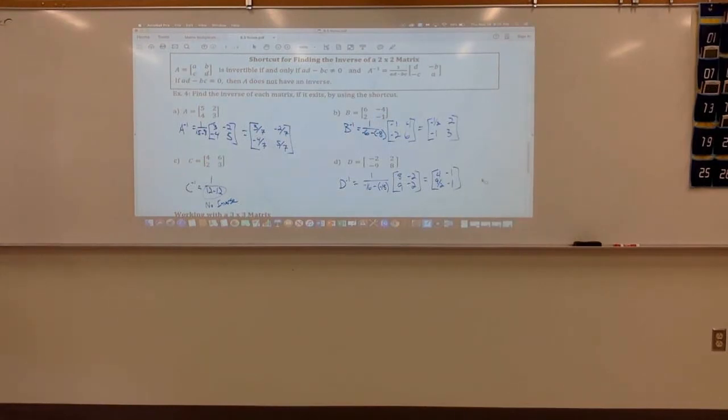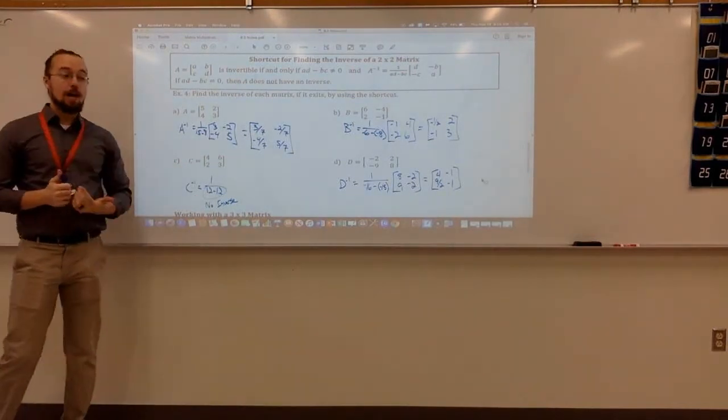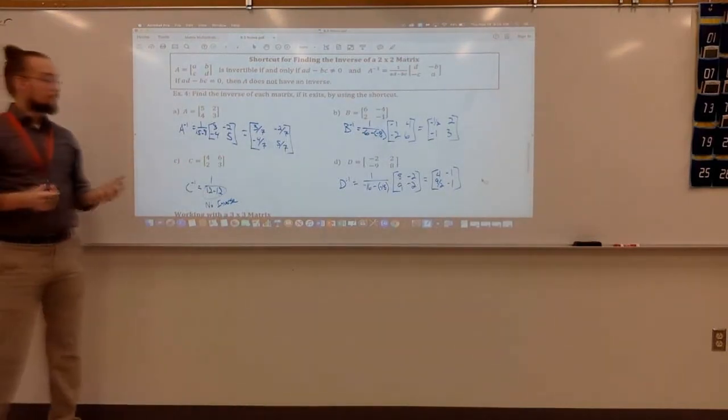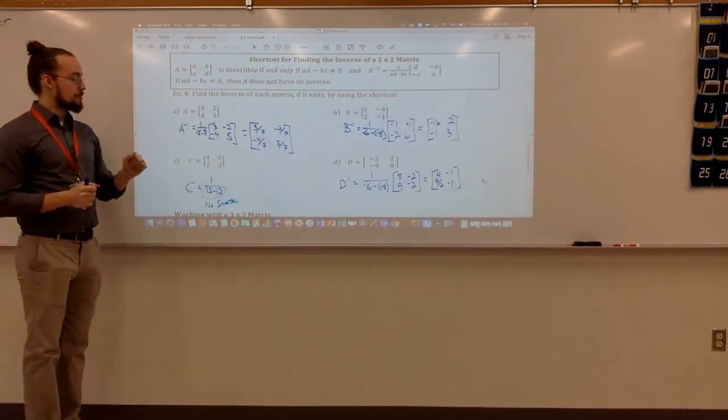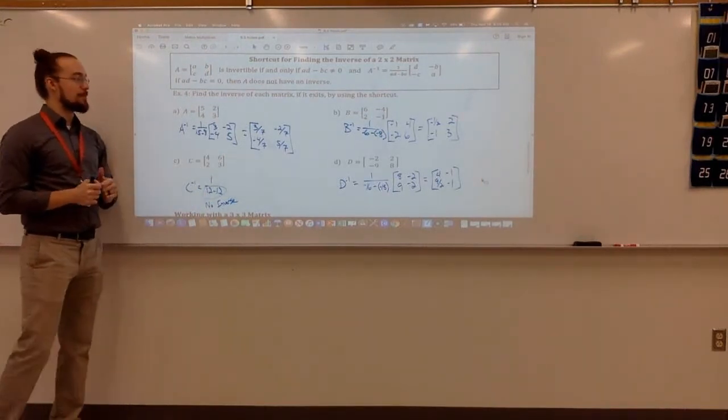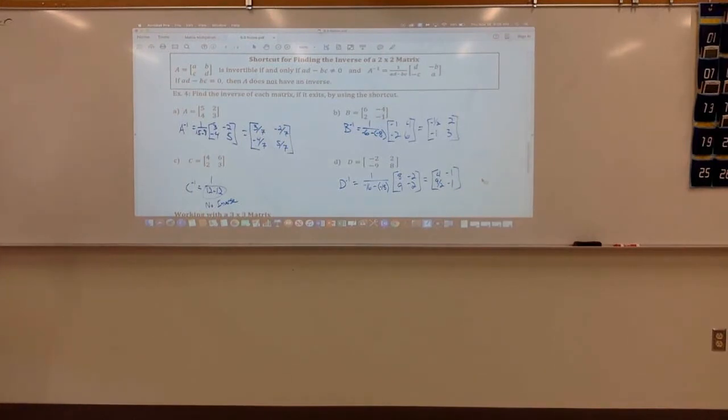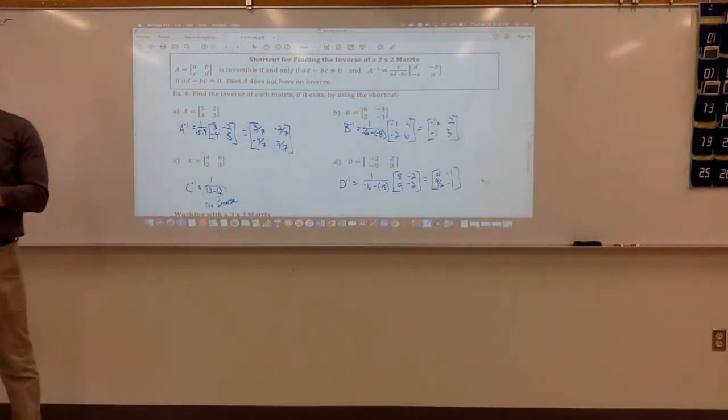All right, did we get these answers up here? Okay, for C, we don't have an inverse because A times D is 12 and B times C is 12. So we would get 0 if I do AD minus BC. Okay. Questions on the shortcut here?